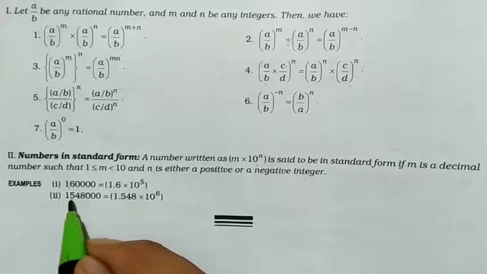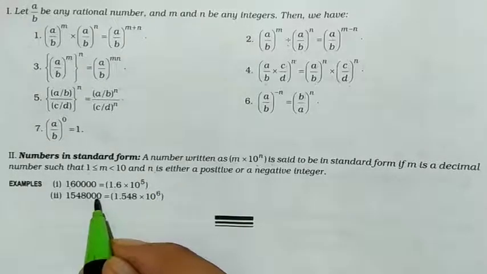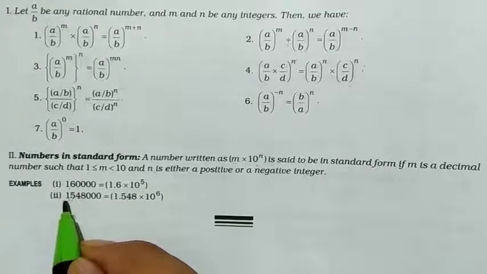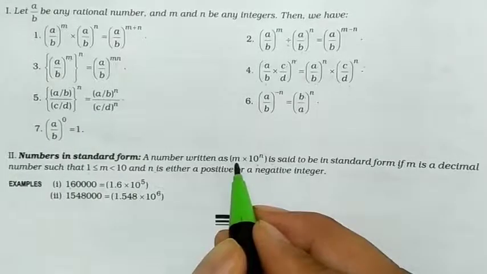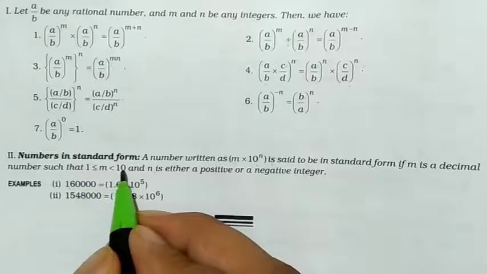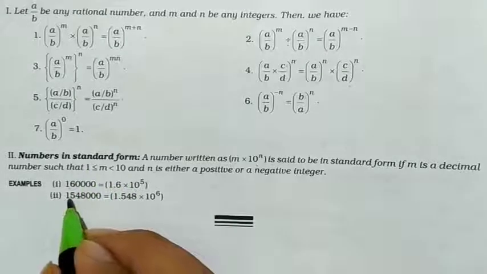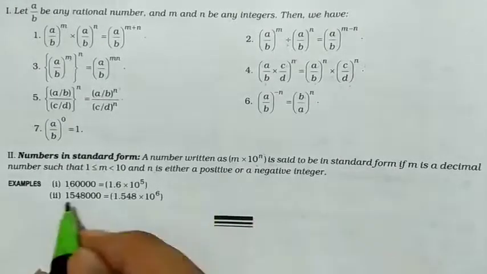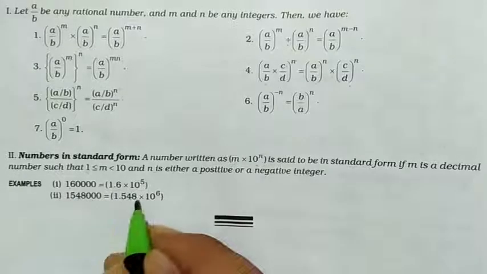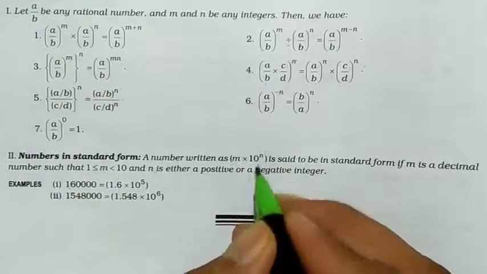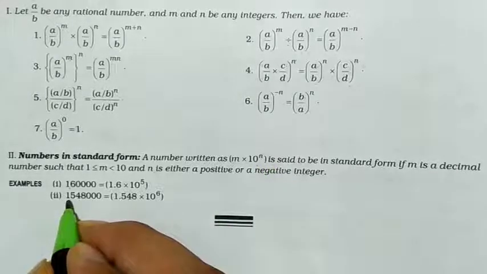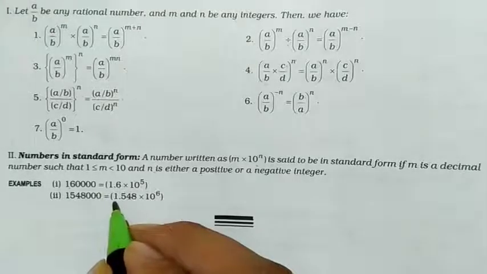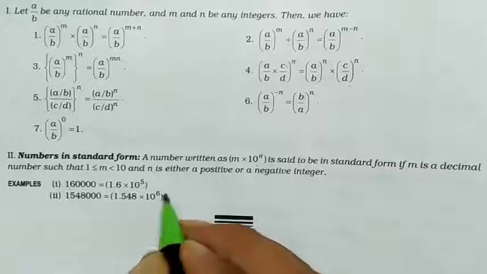Second example, 1548000. Here, after 1 we can put the point, but after 15 we cannot put it, because the first term m should be between 1 and 10 and it should be less than 10. So we can write 1.548000, because after the zeros this doesn't matter. So first we write 1.548 multiplied by 10 power n. Here what is n? The number of digits after the point. If you put the point here, the number of digits is 1, 2, 3, 4, 5, 6. So this can be written as 1.548 multiplied by 10 power 6.